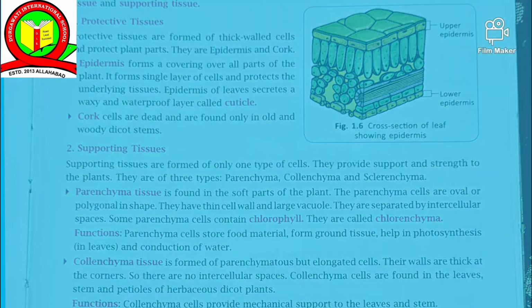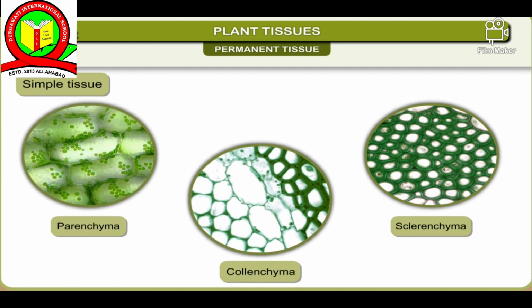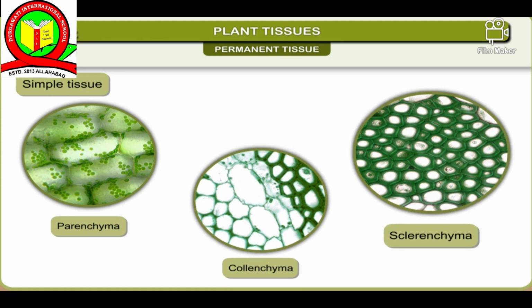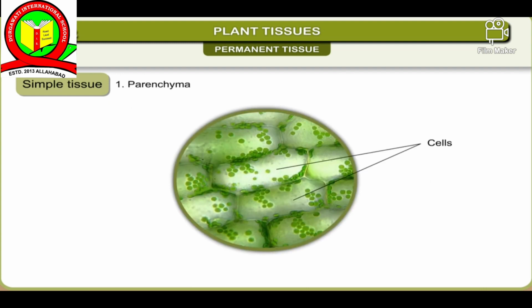Now the supporting tissues. Supporting tissues are formed of only one type of cells. They provide support and strength to the plants. They are of three types: parenchyma, collenchyma, and sclerenchyma. 1. Parenchyma. Cells of these tissues are living. They may be spherical, oval, or polygonal in shape, thin-walled, and loosely arranged.